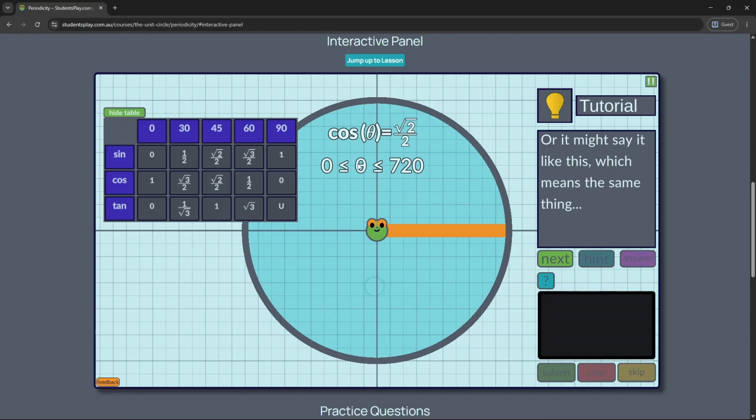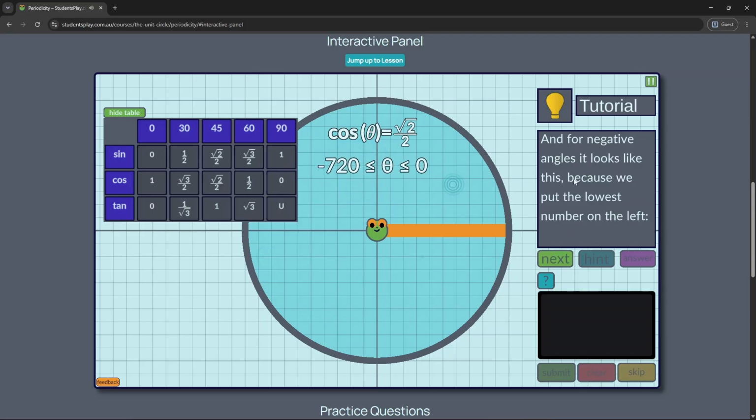But also, theta can't just keep going up to like 1,000,000. It has to also be less than or equal to 720. But as you can see, really it just means theta is between 0 and 720. That's all it means. And for negative angles, it looks like this, but it looks like this because we put the lowest number on the left. So 0 is a low number, right? But technically, negative 720 is less than 0 because 0 is here and then 720 is all the way over here, if you're putting it on a number line, right? So yeah, but same thing. Theta is between negative 720 and 0.